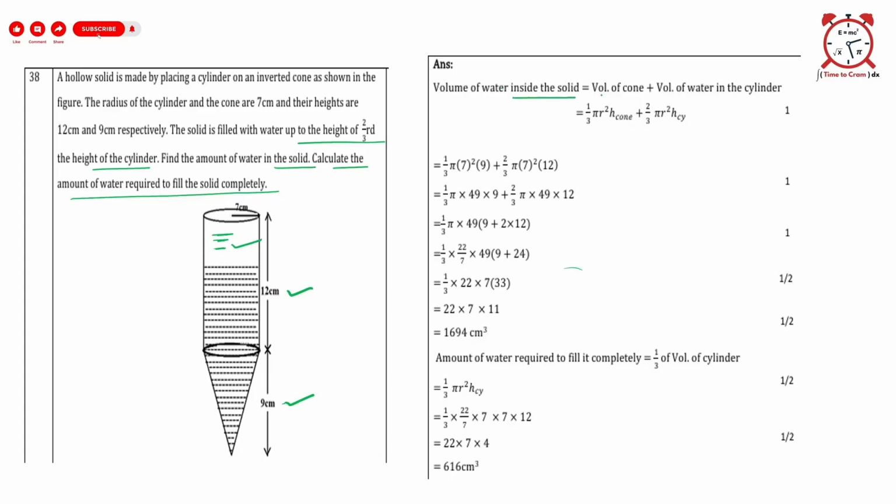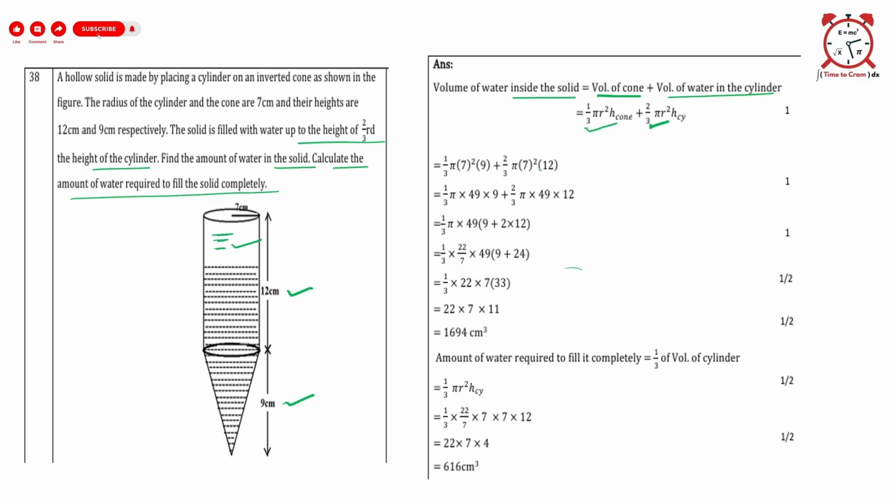So it is very clear the cone is fully filled, so volume of cone, and the cylinder is filled 2/3 of its capacity. So this is the formula of the cone, 1/3 pi r square h, and the cylinder formula we know is only pi r square h, but here it is filled by 2/3 capacity. So we have to write 2/3 pi r square h for it. Both heights are different here, so we have to keep that in our notice.